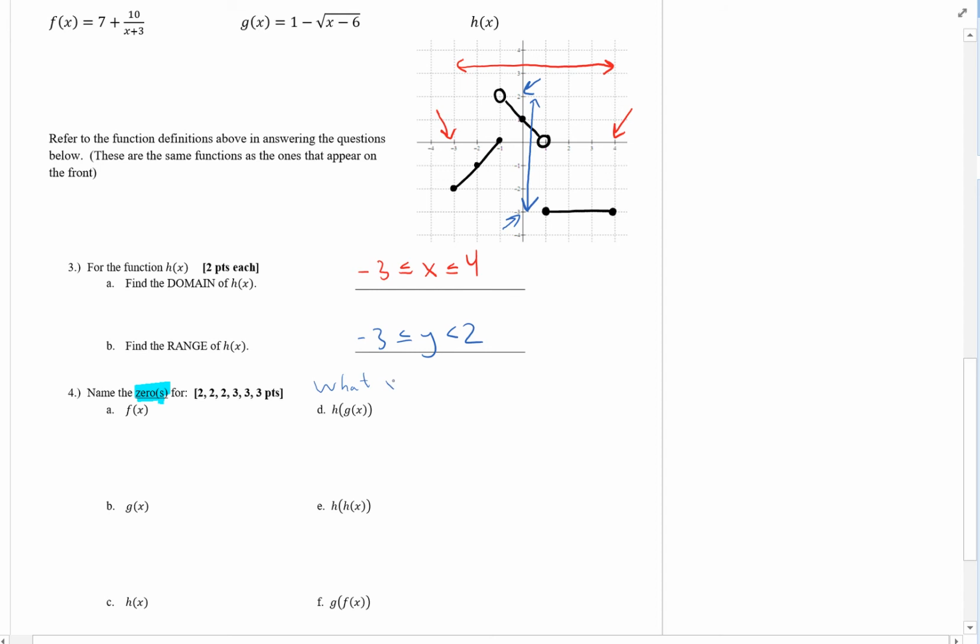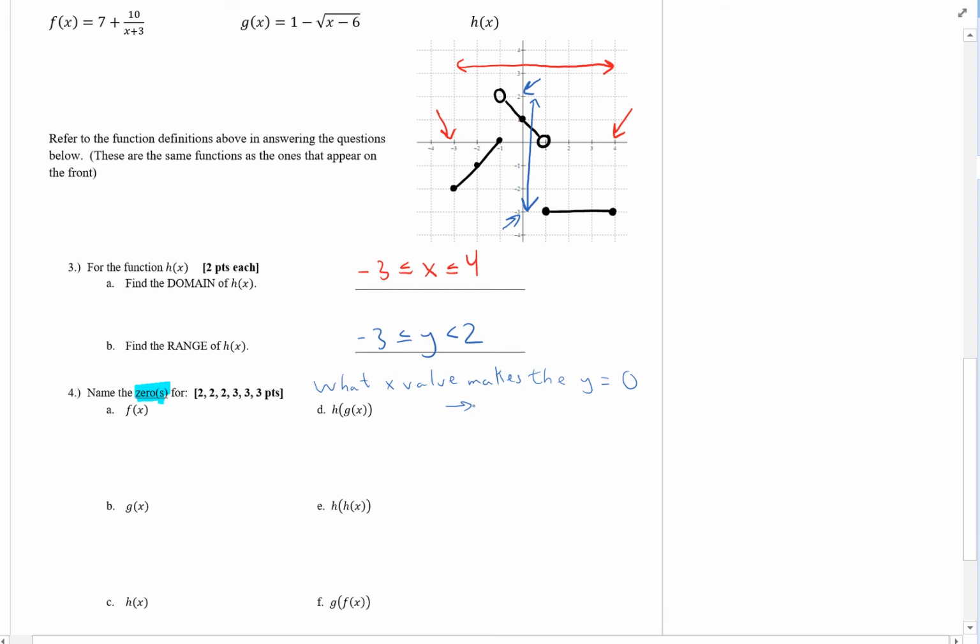Right, zeros. 0 is what x value makes the function, which I'm just going to write as the y, equal 0. And the really important way to think about this is when y equals 0 on a graph, what do we call that?